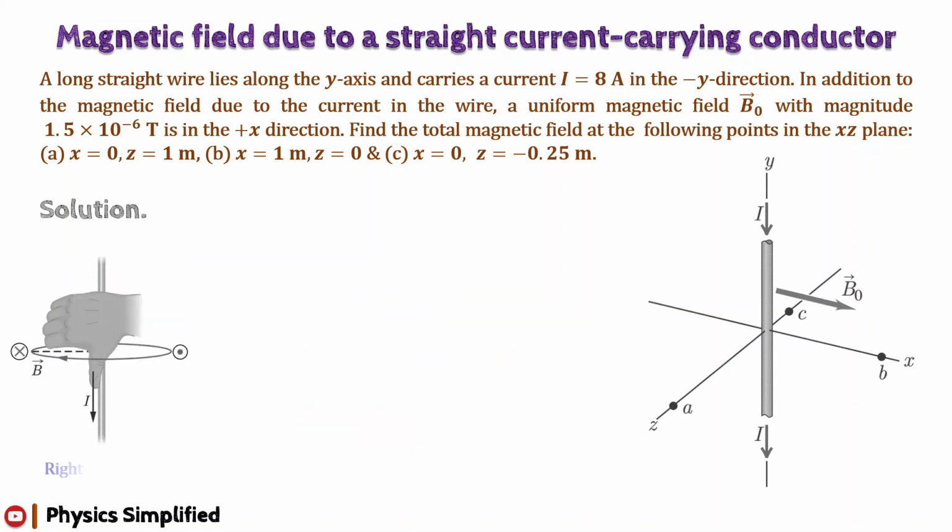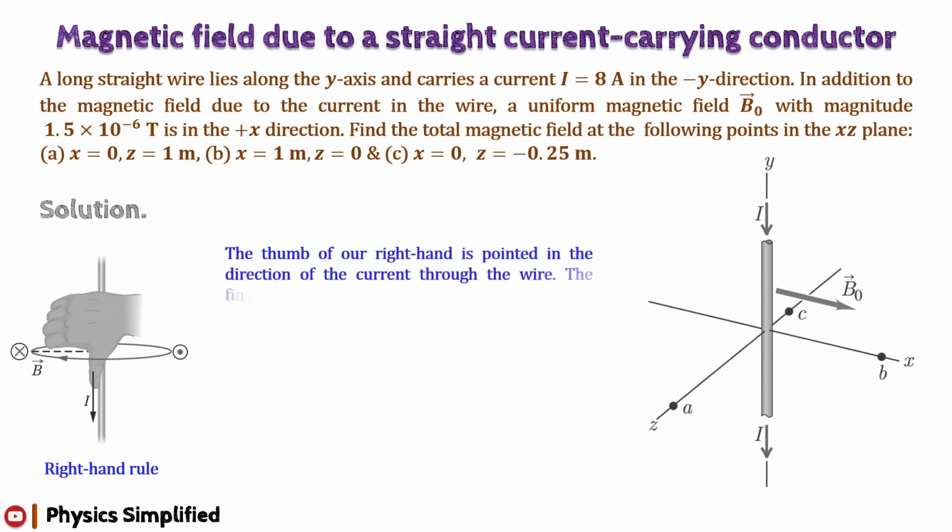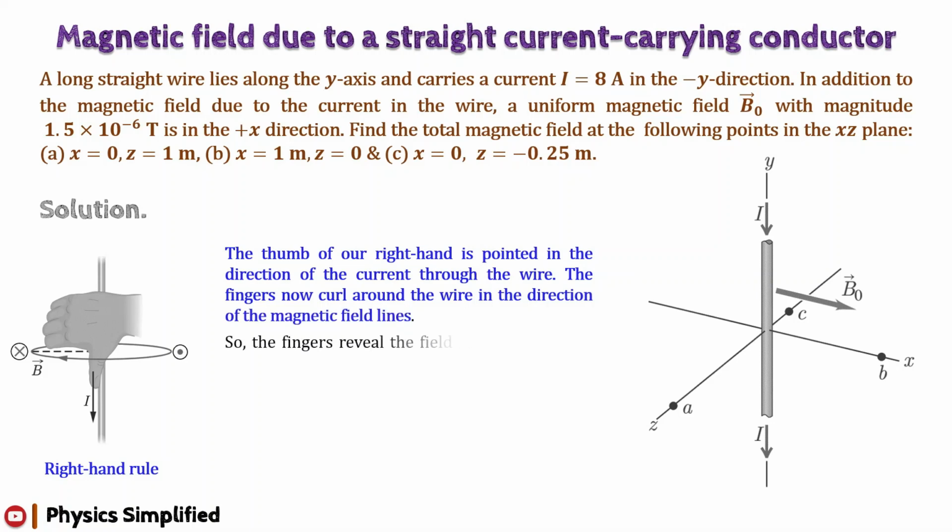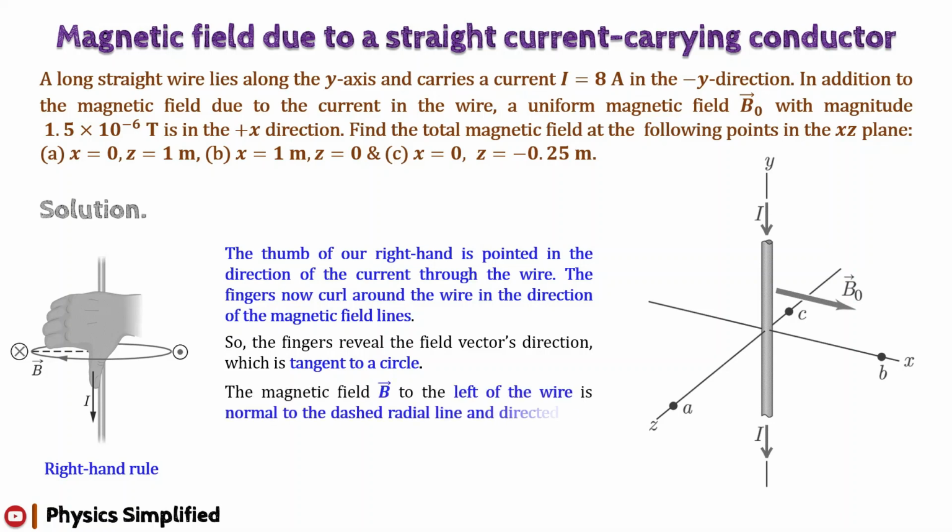The right-hand rule gives the direction of the magnetic field due to a current in a wire. If we point the thumb of our right hand in the direction of the current through the wire, then our fingers curl around the wire in the direction of the magnetic field lines. So, the fingers of our right hand reveal the direction of the field vector, which we have already discussed, to be a tangent to a circle. If we consider any point to the left of the wire, magnetic field is perpendicular to the dashed radial line and is found to be directed into the page.